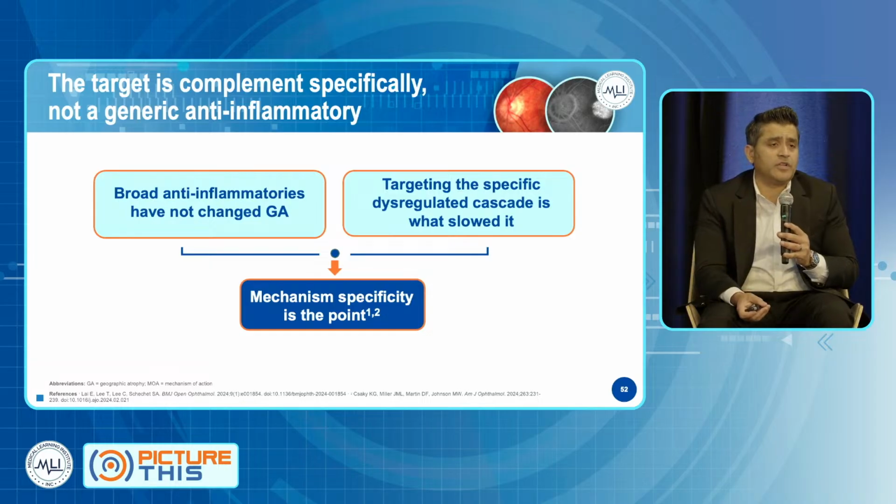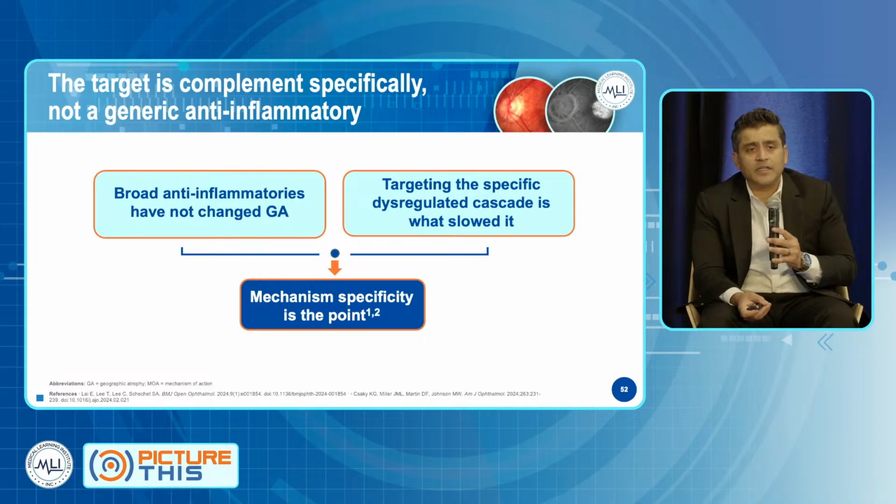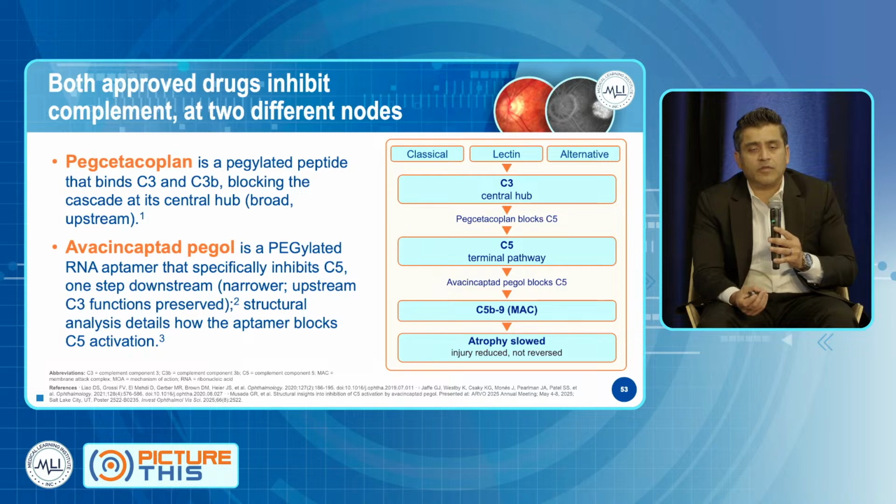So we have had other treatments in the past that we looked at for the alternate cascade and others. They failed and showed no benefit. So I think the idea is that we need to make sure that whenever we have a treatment, it really blocks the complement system in all pathways.